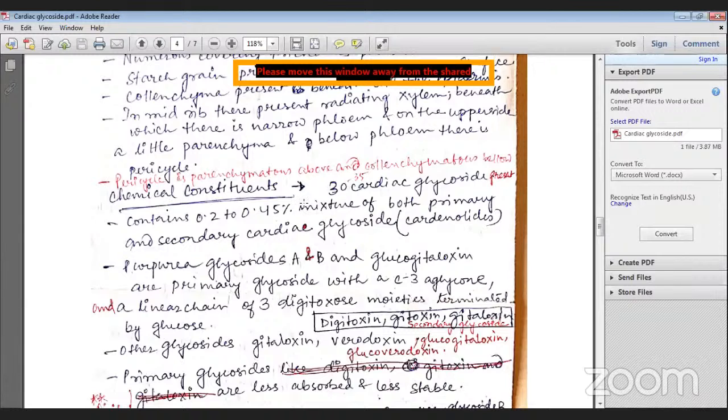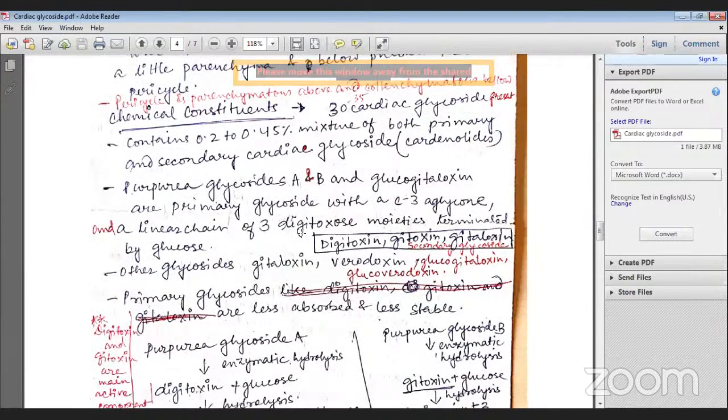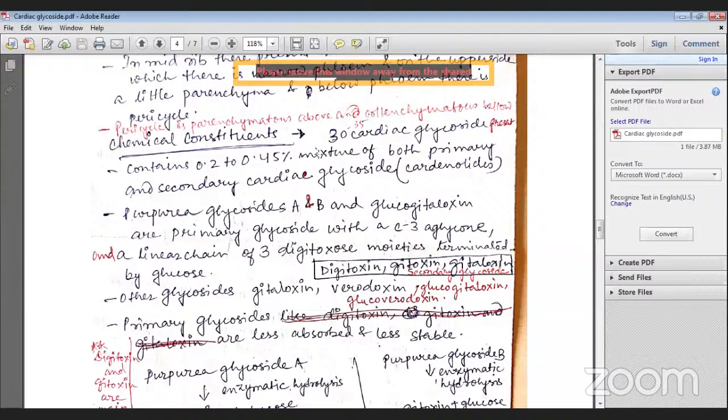Next is the chemical constituent, which is very important. As already discussed, digitalis contains two types of glycoside, mainly the primary glycoside and the secondary glycoside. Here it is clearly mentioned which are the primary glycosides and which are the secondary glycosides. Apart from that, digitalis mainly contains 30 to 35 types of cardiac glycosides.